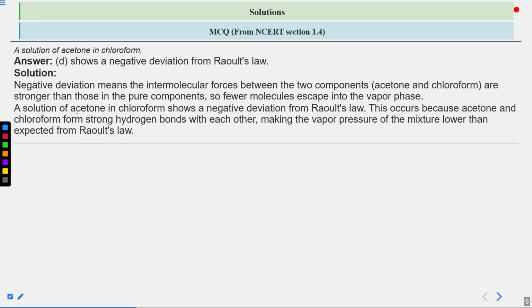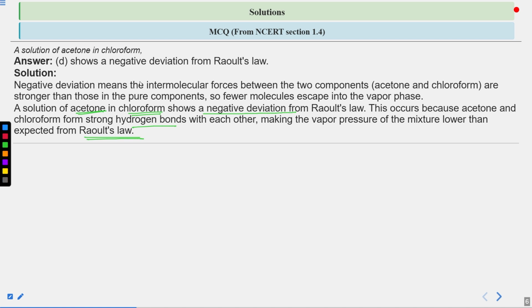Now, a solution of acetone in chloroform shows a negative deviation from Raoult's law, and this occurs because acetone and chloroform form strong hydrogen bonds with each other. This is the main reason which makes the vapor pressure of the mixture lower than expected from Raoult's law. Raoult's law we use for defining the relation between the vapor pressure of different components.